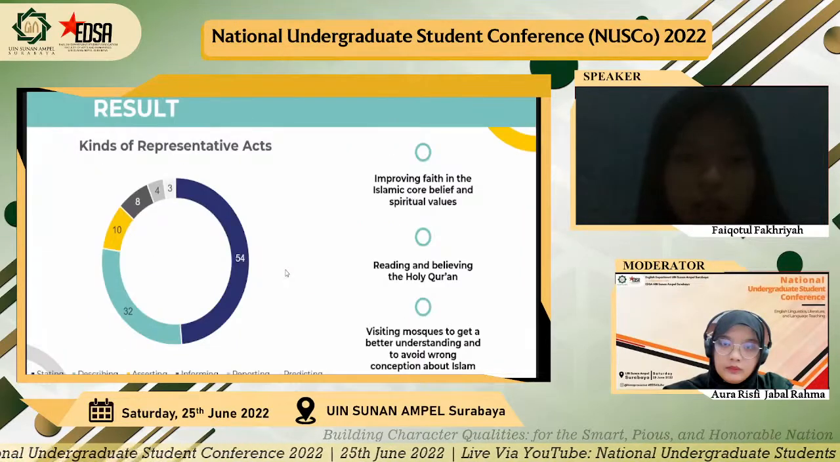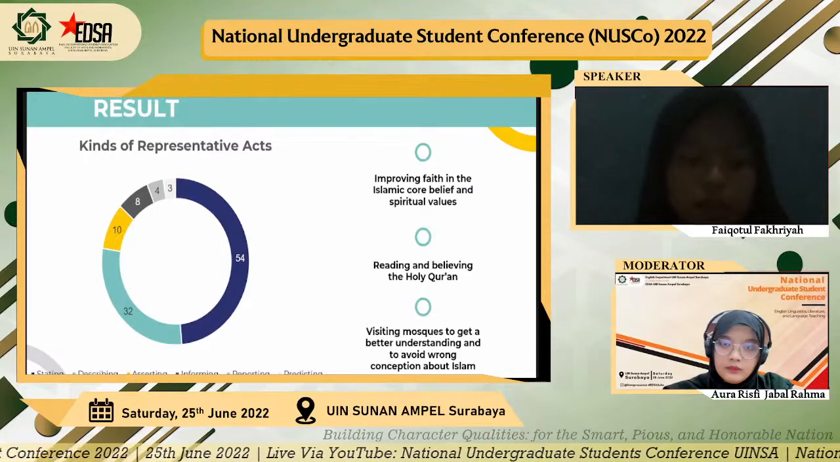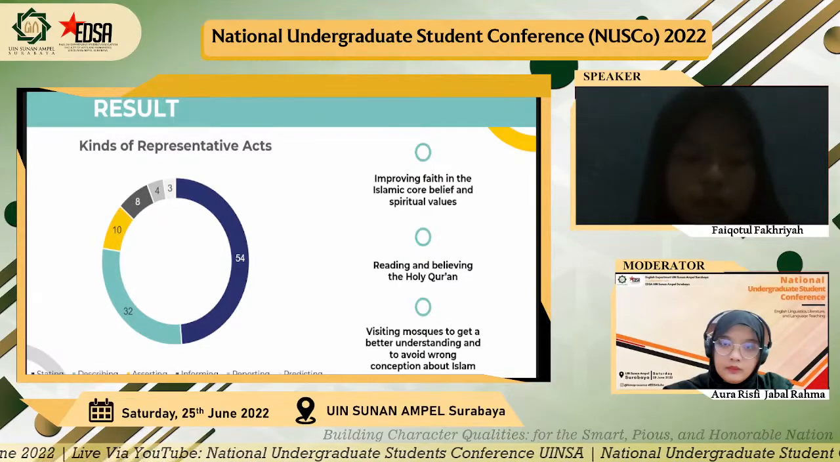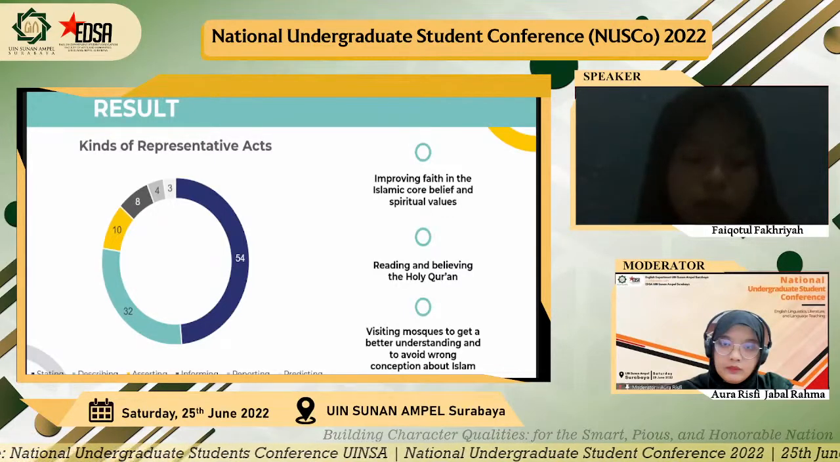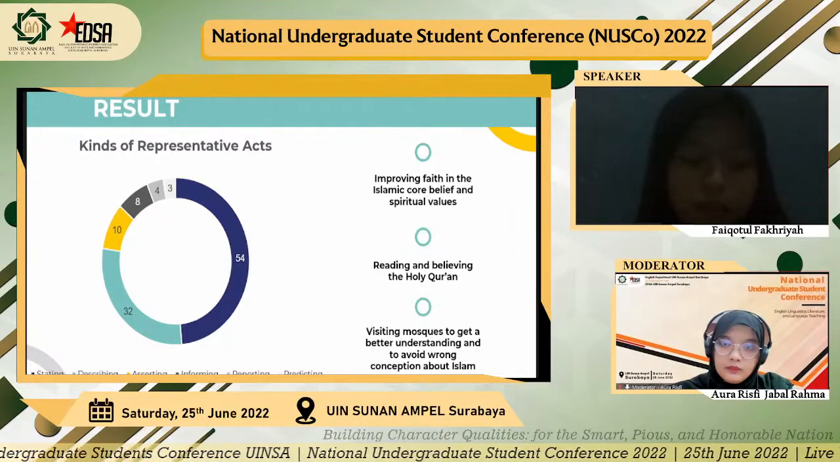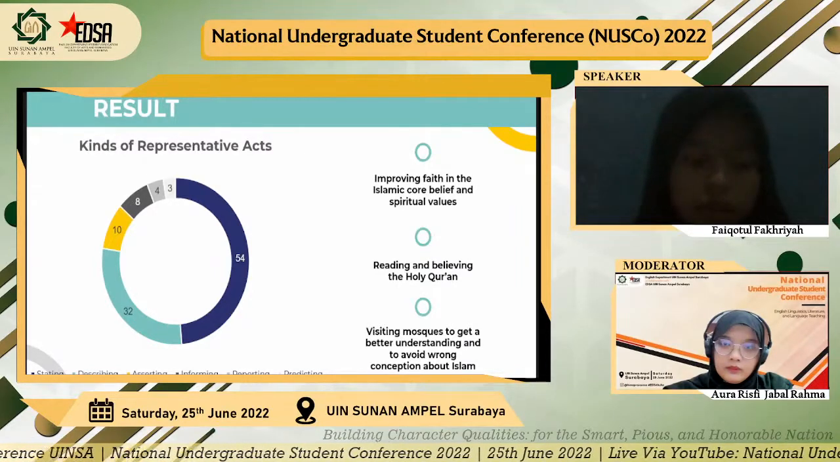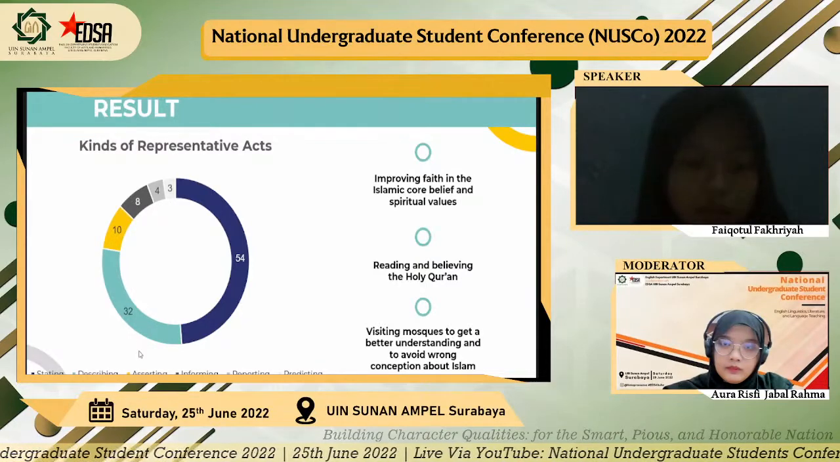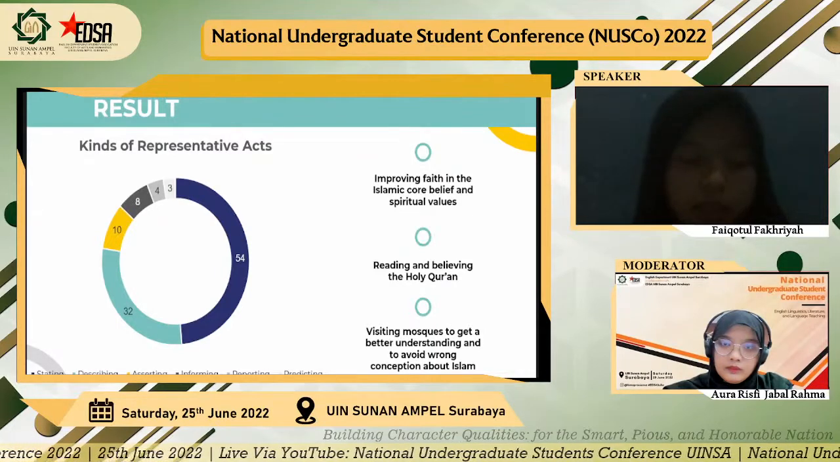Okay, the next is the results and findings. This study found that there are 133 utterances produced by Dalia, and 111 of them are representative speech acts. There are several kinds of representative speech acts identified. There are stating, describing, asserting, informing, reporting, and predicting.